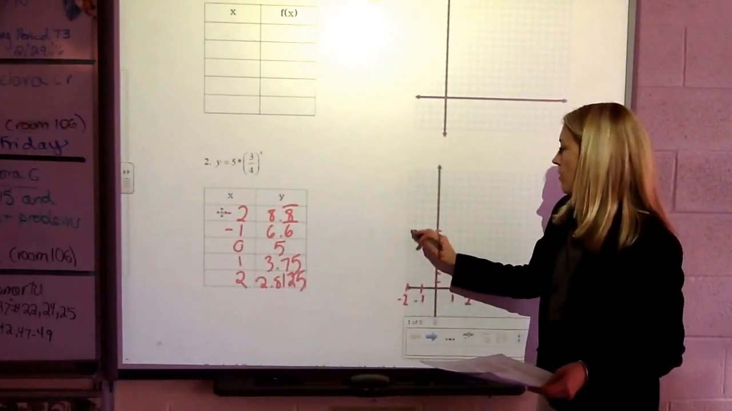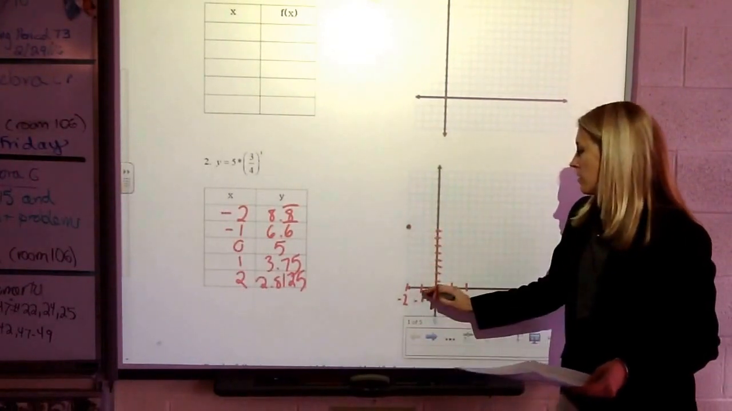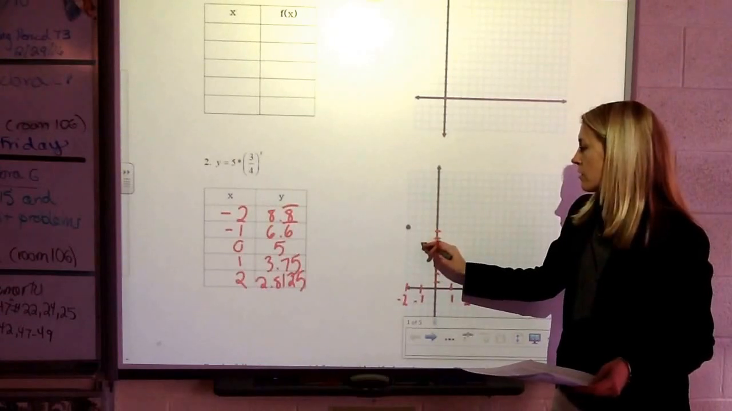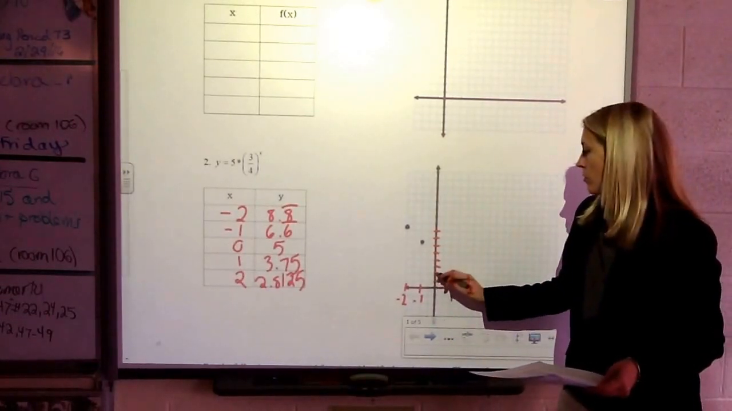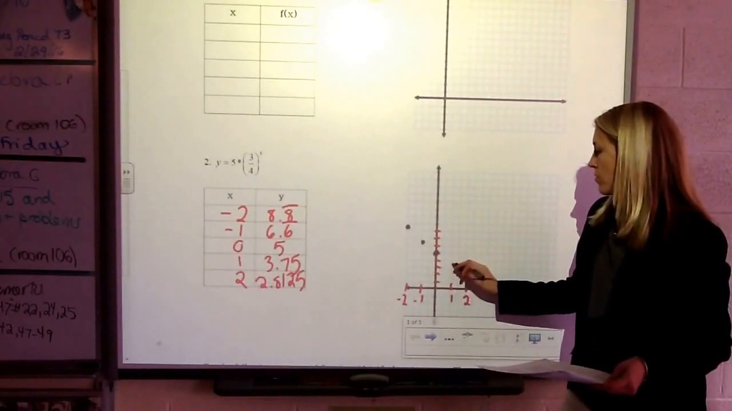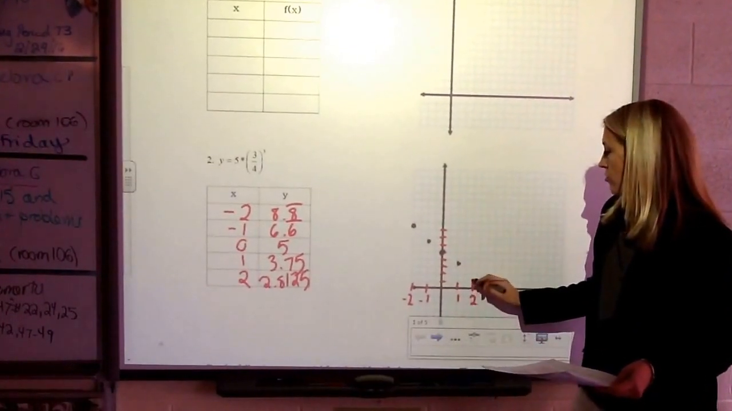-2 goes to 8.8. -1 goes to 6.6. 0 goes to 5. 1 goes to 3.75. 2 goes to 2.8.